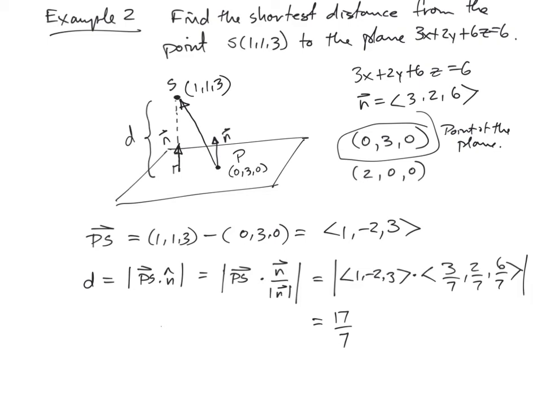Okay, so that's method one. That's one way we could do this, using the projection of our vector PS onto the normal vector n. We get the normal vector n from the plane equation. We get the point P on the plane just from the plane equation. We already are given point S. So we can form PS, we've got n, we do the projection, we got the distance. Okay, let's look at a second method.